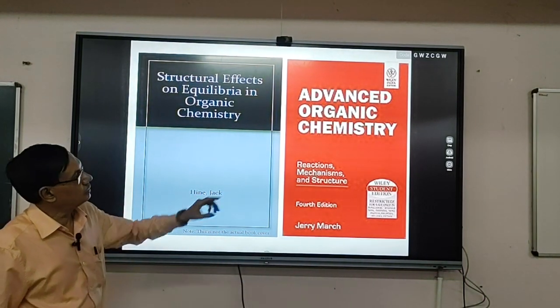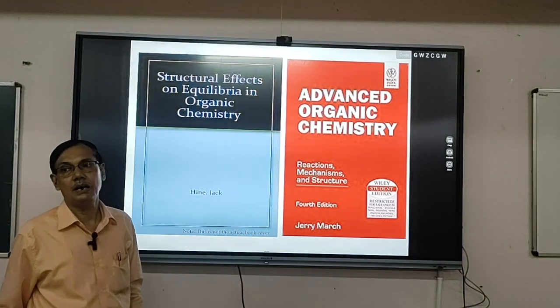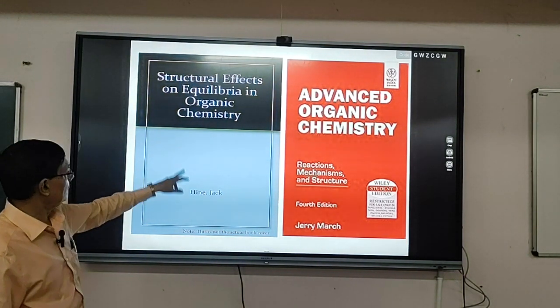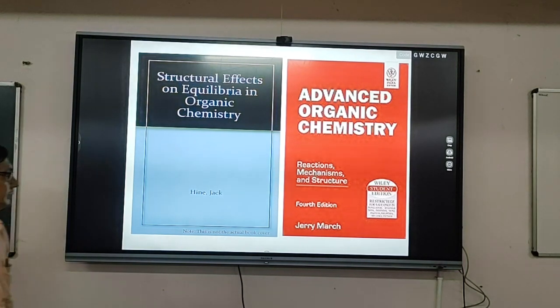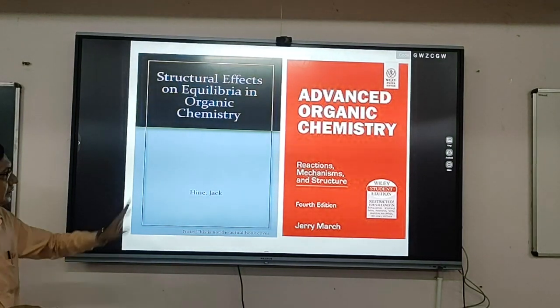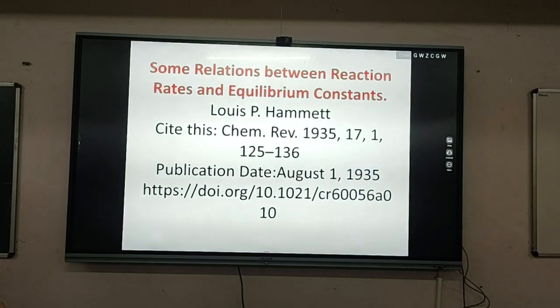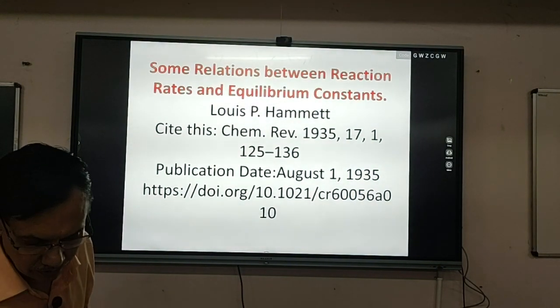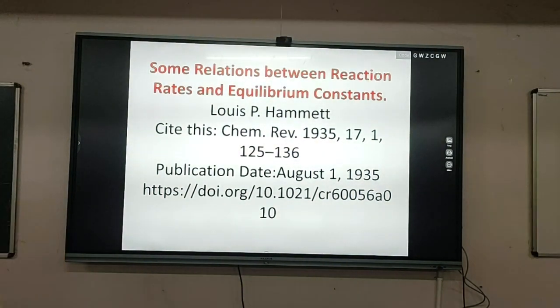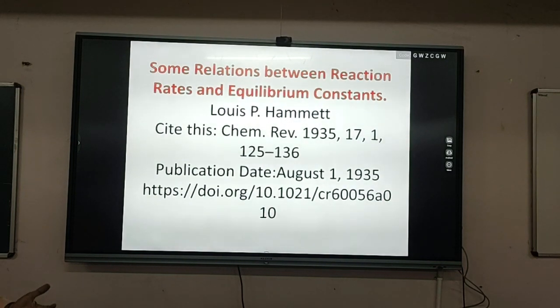So one part is also there in organic chemistry by Jerry March, and another book is also available in our library, that is the structural effects on equilibria in organic chemistry. So that is actually about the Hammett equation. Then you must know always, whenever you study anything, you must know the first paper, because that is the starting point.